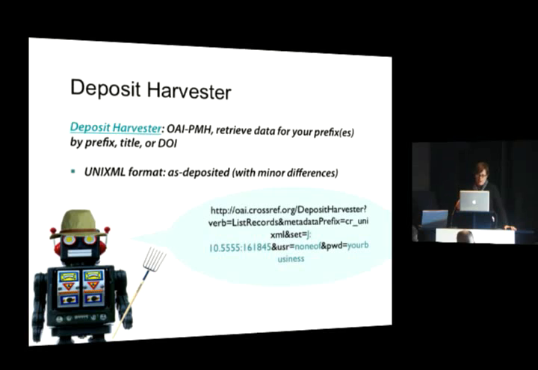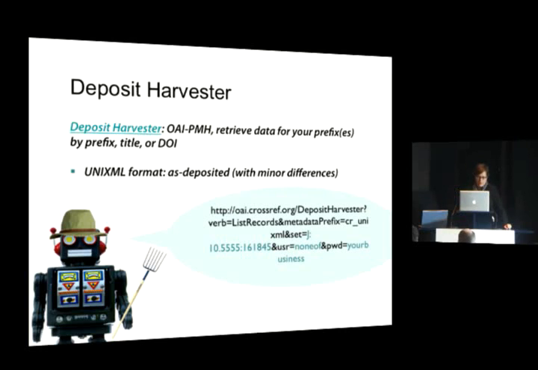Our uni XML format is as deposited for the most part. I think the only extra thing we throw in is a set by ID that is used with multiple resolution URLs. So if you pull down the data from the deposit harvester and strip out some of the wrapper elements, you can actually just redeposit that.